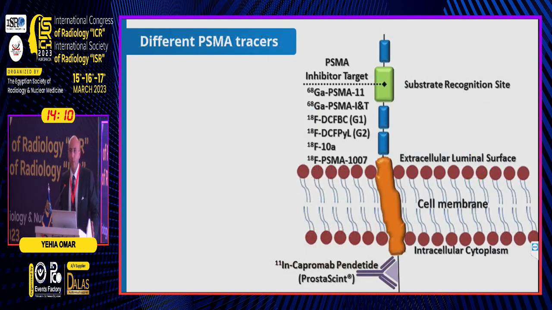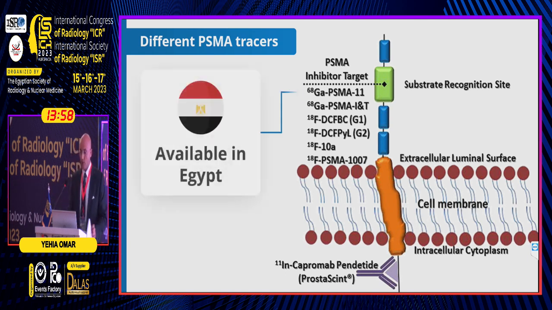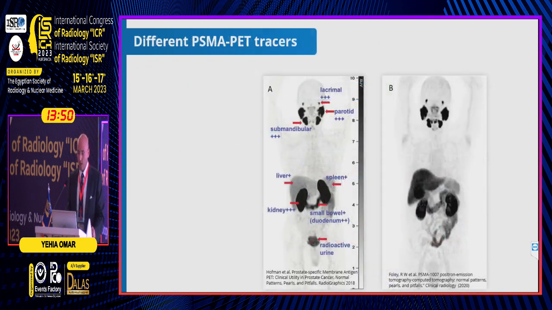Now let's get back to the PSMA-PET tracers. Like Dr. Patrick said, we have different types of PSMA-PET tracers. We have different gallium PSMA tracers and different fluorinated PSMA-PET tracers. In Egypt, we only have two types. We have gallium PSMA-11 and fluorinated PSMA-1007. And this is how they look. Which is gallium and which is fluorine? Gallium is A or B? Does anybody know?